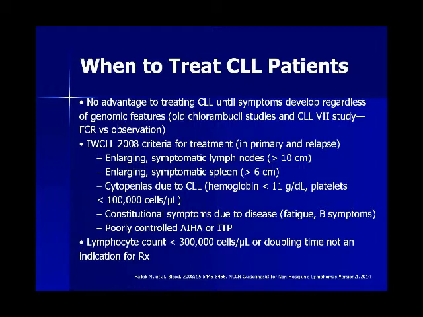Rather than if you wait till they get symptoms, which may be 5 or 10 years down the line, the survival will be just as good. And in fact, this CLL7 is a recent study looking at a combination of chemotherapy, which I'll talk more about, called FCR, versus initial observation. So what happened here is some patients were treated at diagnosis with FCR, other patients were just monitored, just watched, and then when they progressed, then they were given FCR.